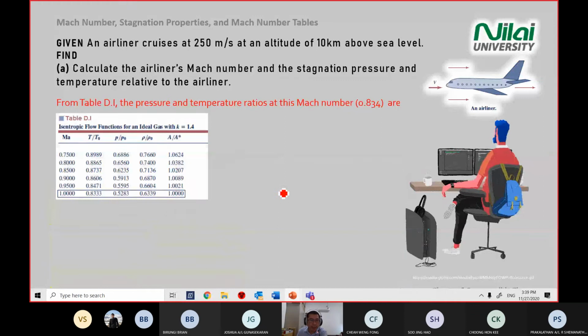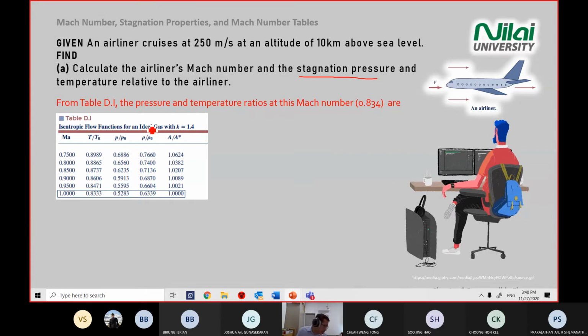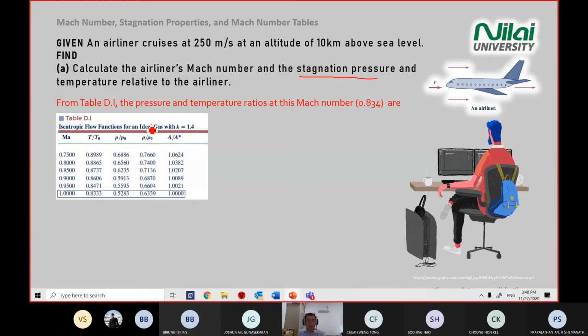For the next scenario, we need to find the stagnation pressure. So again, there is a table. The table is called D.1. In your handouts it is a very big, very long table, so I just extracted one portion. Table D.1 is a table for k equal to 1.4.